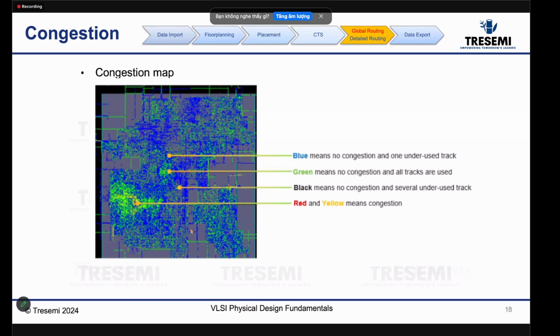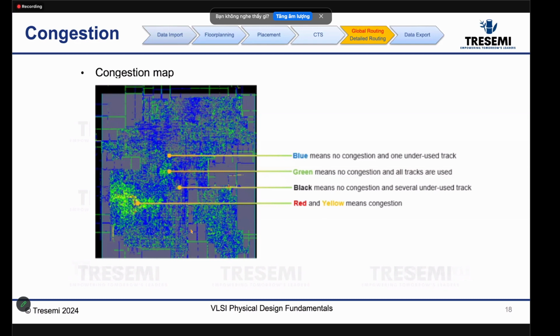Okay, so we look at that table, but it's always better to look visually at where the congestion is, right? Because that table will only give you the number. It doesn't tell you where it is. Is that global? Does it happen at a certain corner? Is that next to a memory?